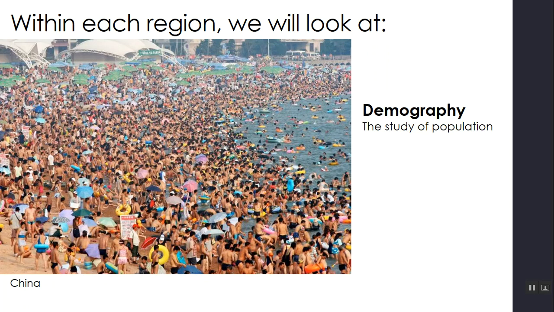We're going to look at demography, the study of population. We're going to look at birth rates and death rates, and where places fall within something called a demographic transition model, which we'll talk a lot about. Are places more heavily populated, less populated? Is their population growing really fast, or is it declining? And we'll talk about the reasons behind that.